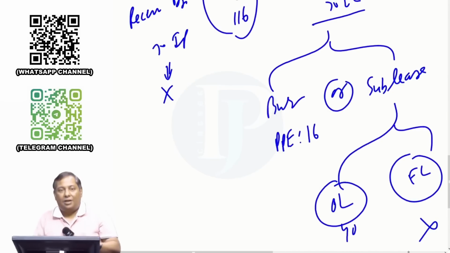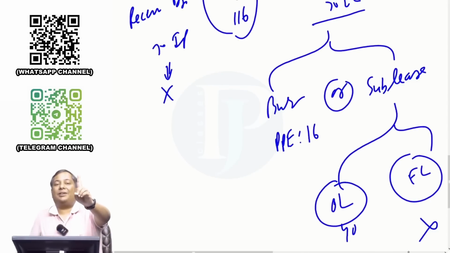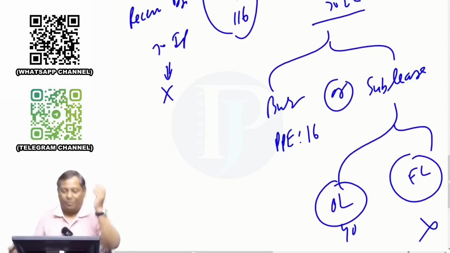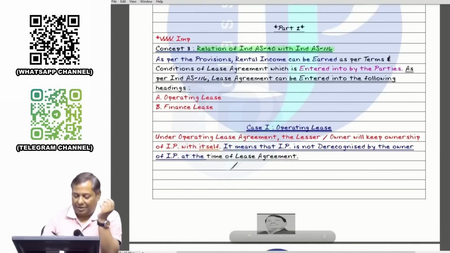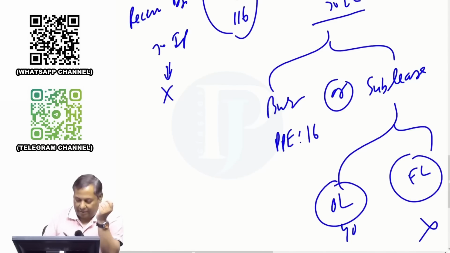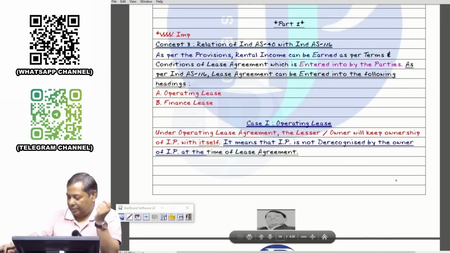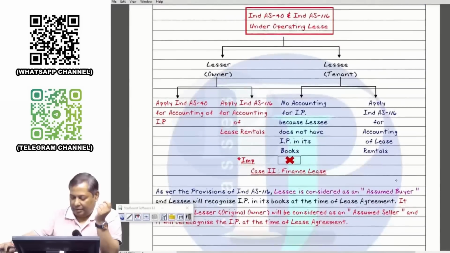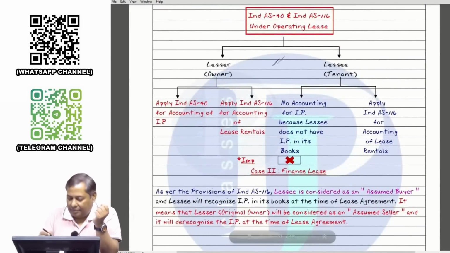I told you everything about Ind AS 40 and 116 in relation to each other and I taught you this in one entire lecture, right? I taught you with conviction. See this. Now operating lease or finance lease, there are two cases. I explained operating lease to you and I made a flow chart in this. Look at this. We made a flow chart.